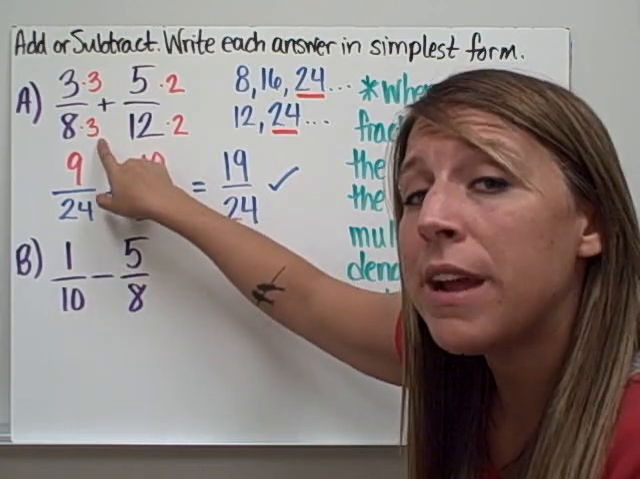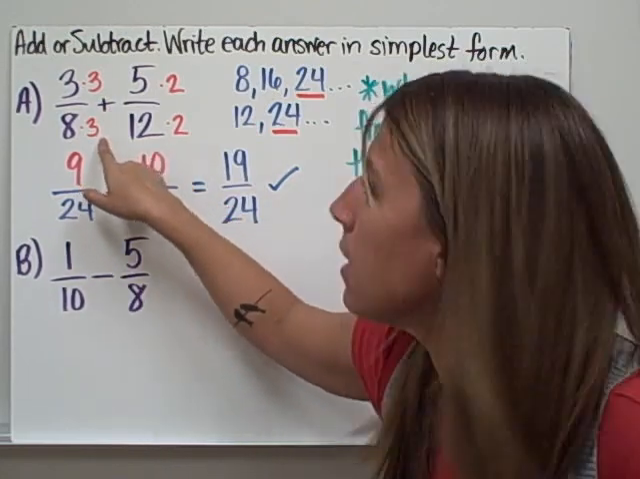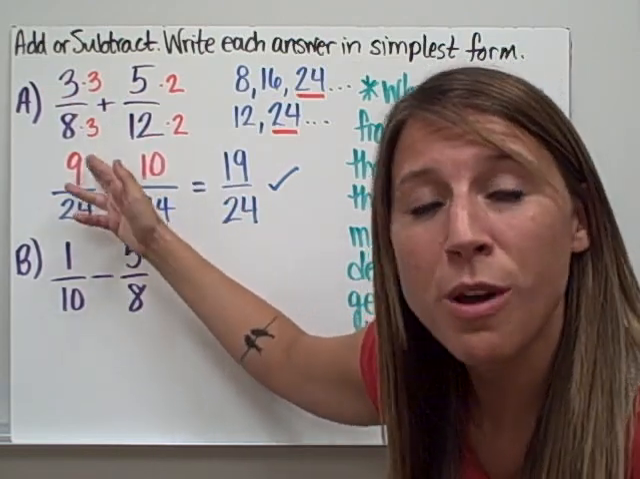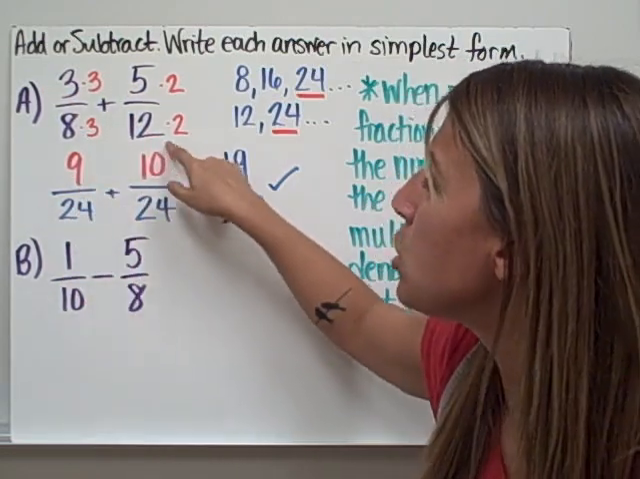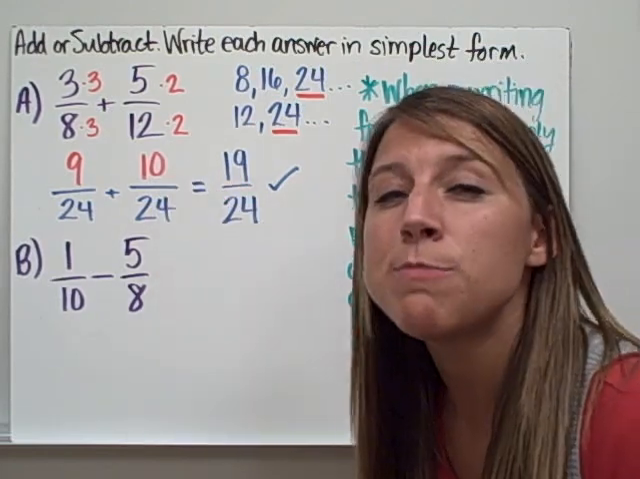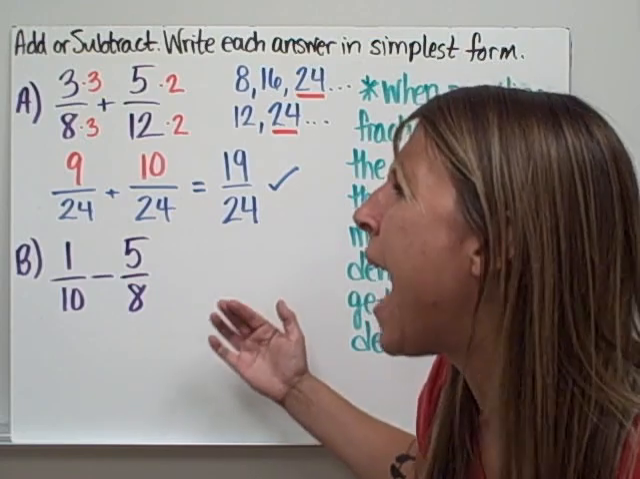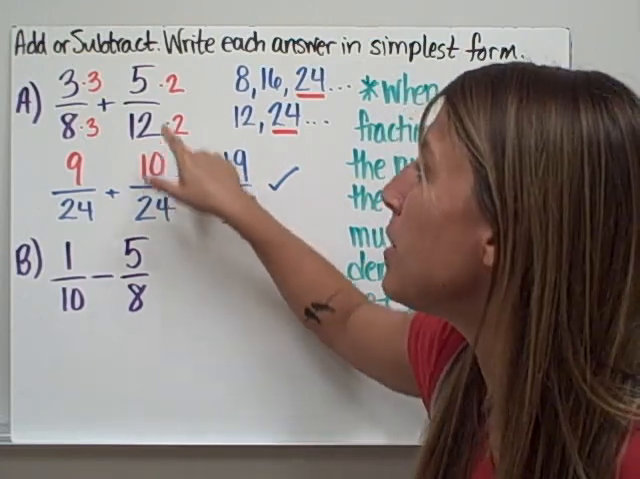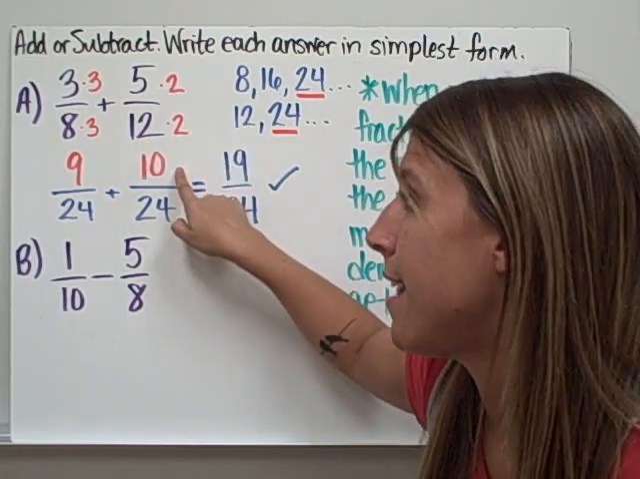Well, what do I do to 8 to make it 24? Well, I multiply by 3. So I have to do the same thing to the 3 that's the numerator. And 3 times 3 is 9, so I fill 9 in. What do I do to 12 to get 24? Well, I multiply by 2. Remember that it is multiplication, not addition. Don't say, well, I added 12. No, it's I multiply by 2. So I'm going to multiply 5 by 2 to get 10.